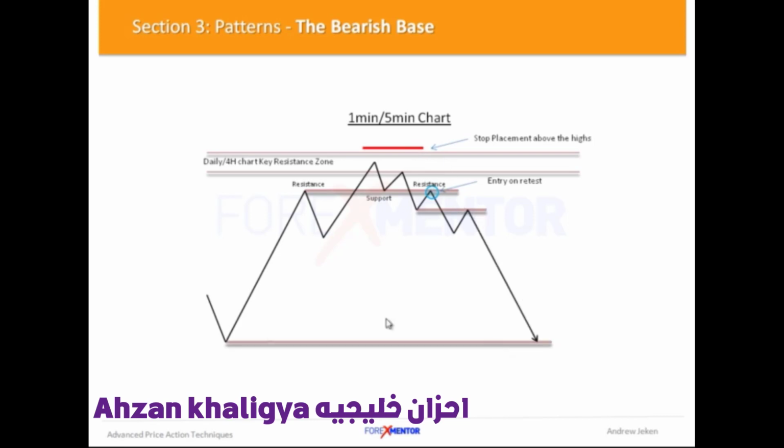Here again, we want to target a higher time frame level. So this could be intraday low or the previous day's low or a Fibonacci number, so that we're getting a good risk reward on the trade.